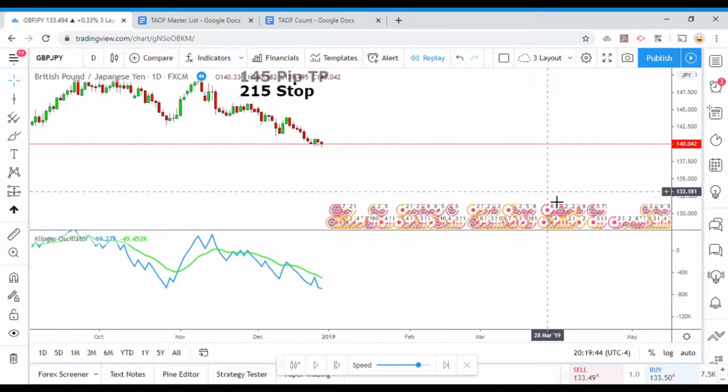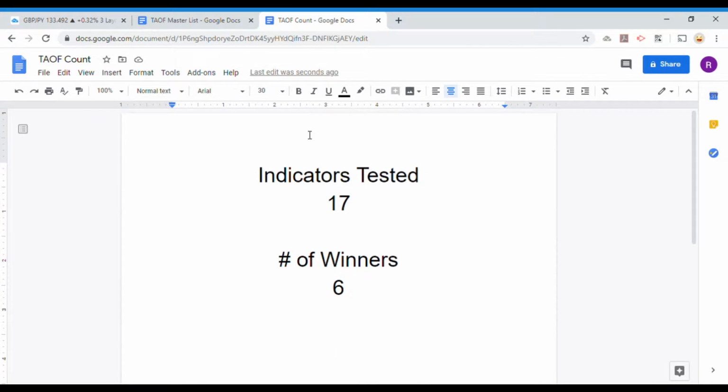Alright, before we get into testing today's indicator, I wanted to put the indicator scoreboard up for everybody. To date, we have tested 17 indicators. And out of those 17 indicators, 6 of them have been winners, which means that they have met or exceeded the 60% win-loss ratio.